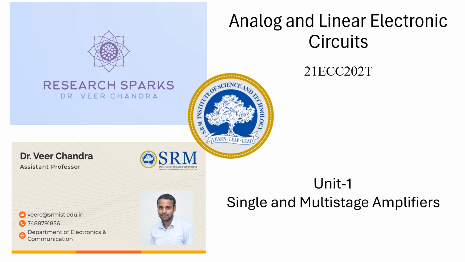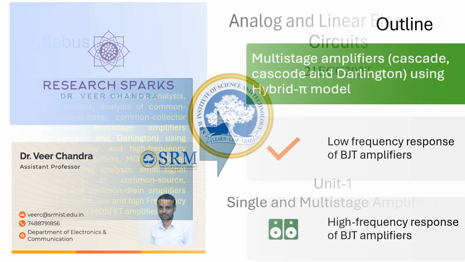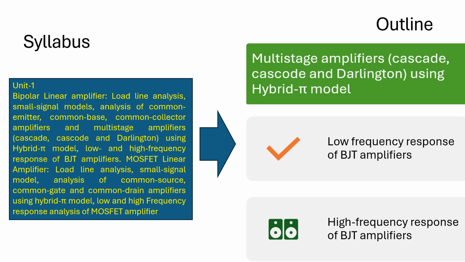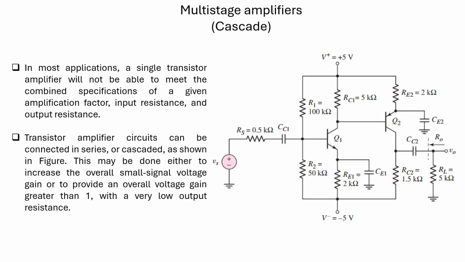We are running the analog and linear electronic circuits. Right now we are in the first unit, that is the single and multi-stage amplifier. In this session we are going to talk about the multi-stage amplifier, cascade, cascode and Darlington using the hybrid pi model. Also we'll see the low frequency response of BJT amplifiers and the high frequency response of BJT amplifiers.